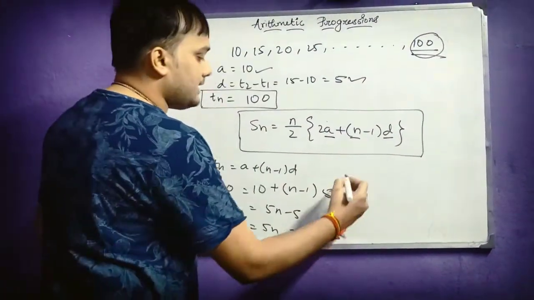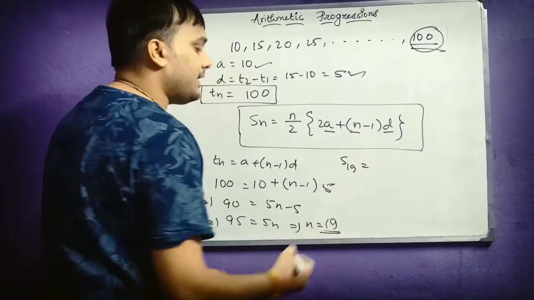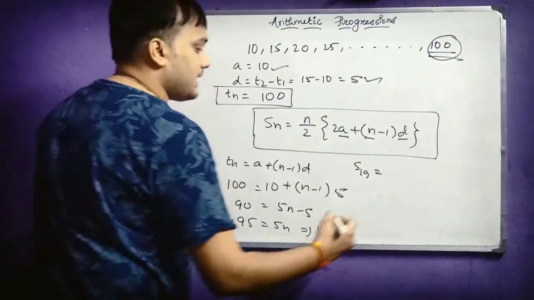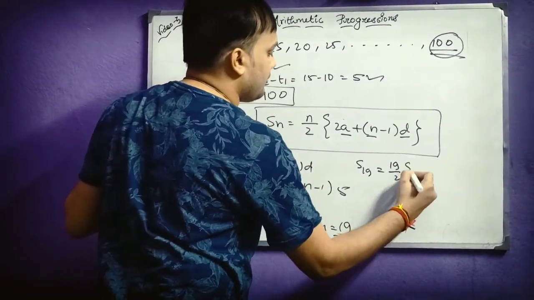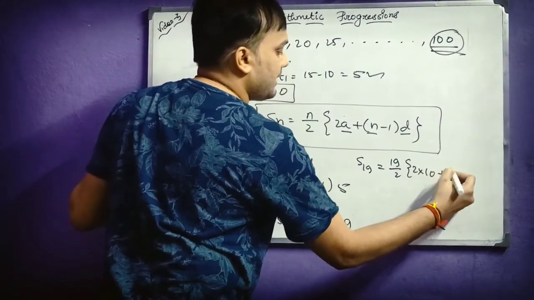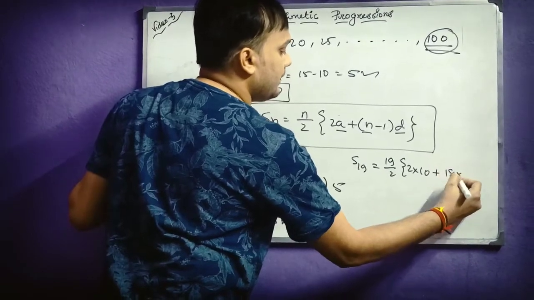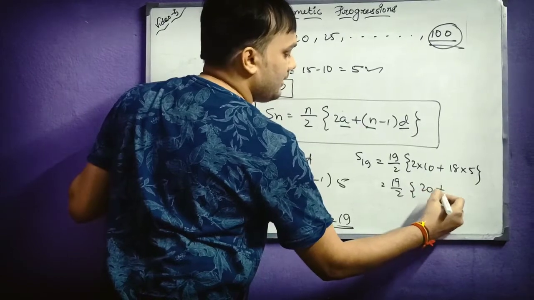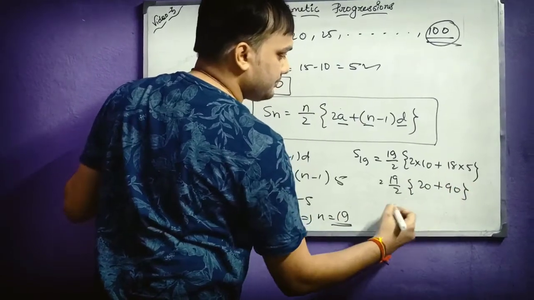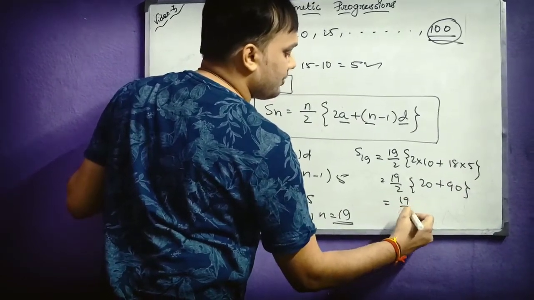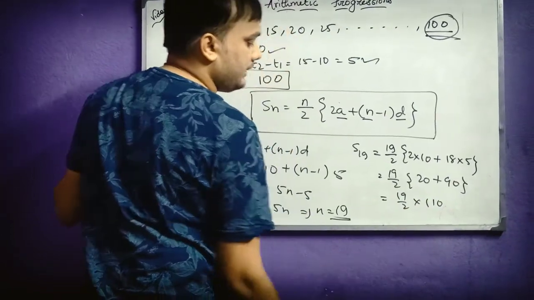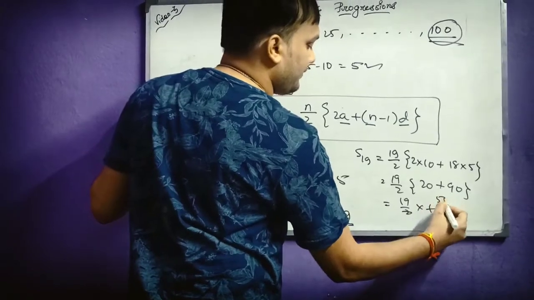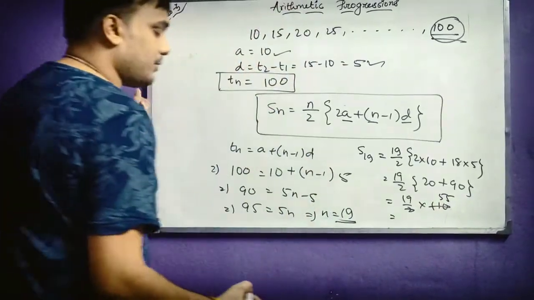So now we will easily get S19. Why 19? Because there are a total of 19 terms in this series. So S19 will be equal to 19 by 2 into (2 into 10 plus (19 minus 1), that is 18, into d, which is 5). So it will be 19 by 2 into (20 plus 90). That means 19 by 2 into 110. So this will give you 55. So 19 into 55, how much?